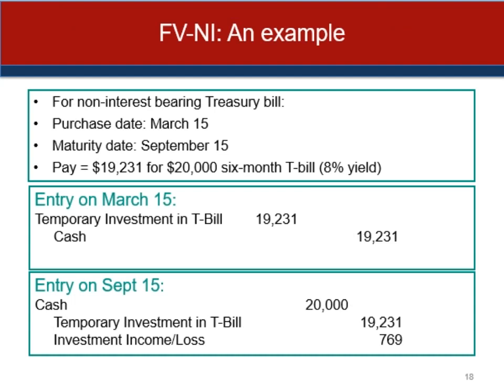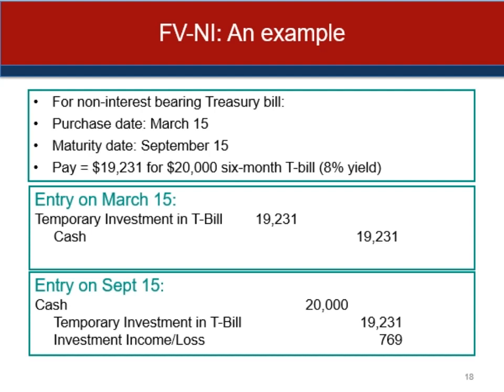So, a fair value through net income example. We bought a non-interest bearing treasury bill, which means we purchase it at the present value of its future cash flows. We purchased it on March the 15th. Its maturity date is September the 15th. So that's 6 months later. April, May, June, July, August, September, 6 months. So we paid $19,231 for a $20,000 6-month T-bill, which represents an 8% yield for half the year.